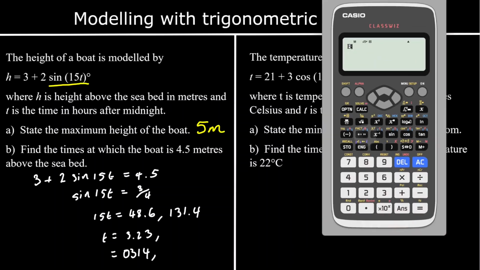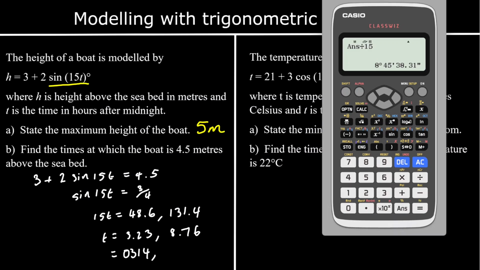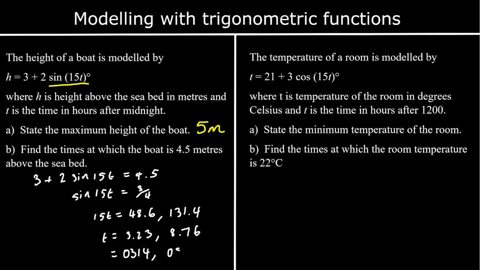Our second answer was 131.4. Divide it by 15, which is 8.76. Again, we don't really want a decimal. We want a time. So if we press that button, 8:45 and 38 seconds. So we could say 8:45. We could also say 8:46, rounding to the nearest minute. I'll call it 8:45. So they are our answers.